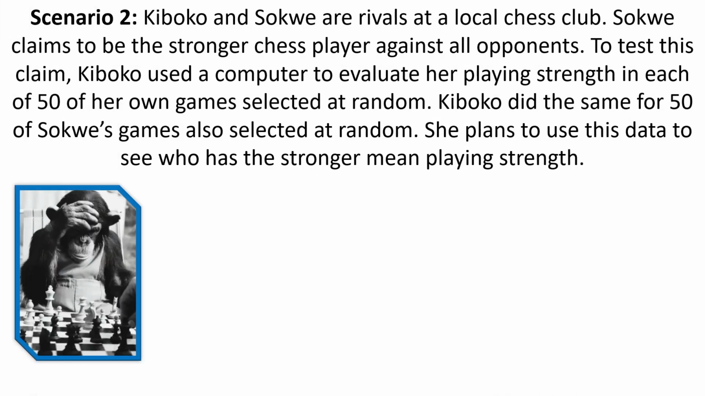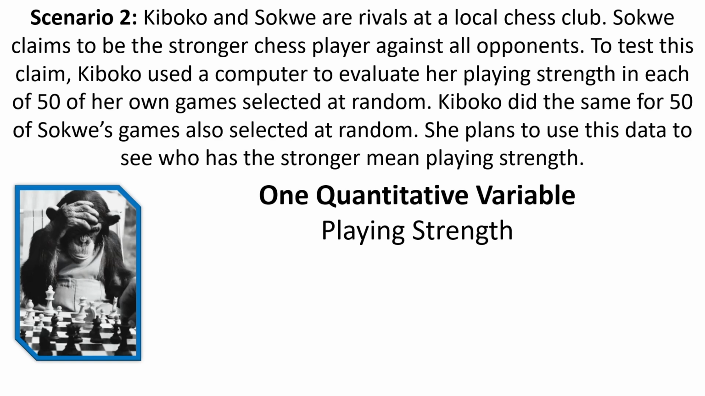Next one, we have Kiboko and Sakwe. They're both chess players. Sakwe claims to be the stronger of the 2 players. That's a picture of Sakwe there on the left. To test this claim, Kiboko used a computer to evaluate her playing strength in each of 50 of her own games, and then selected 50 of Sakwe's games, and did the same thing. So you can see already we have 2 random samples: 50 games played by Kiboko, 50 games played by Sakwe. And so clearly this is going to be a 2-sample t-test because we have 2 samples.